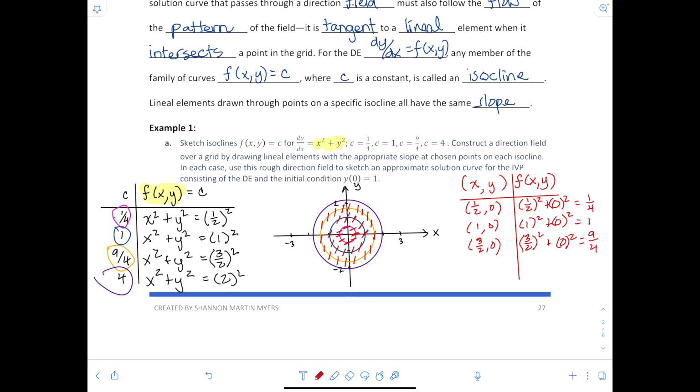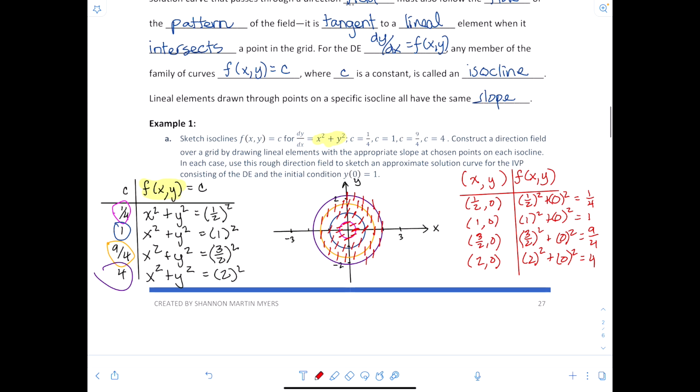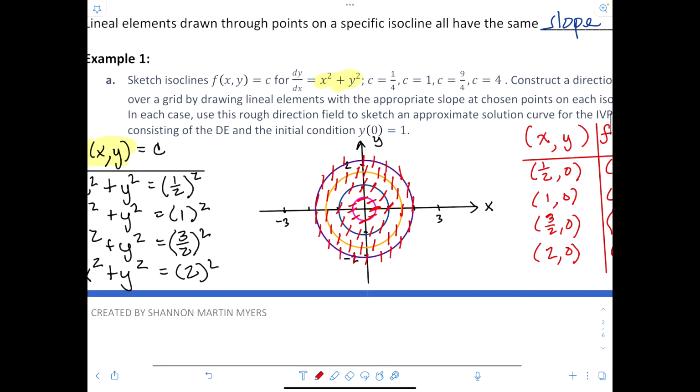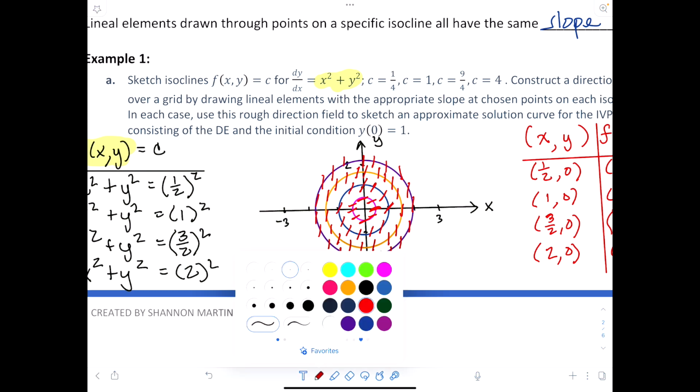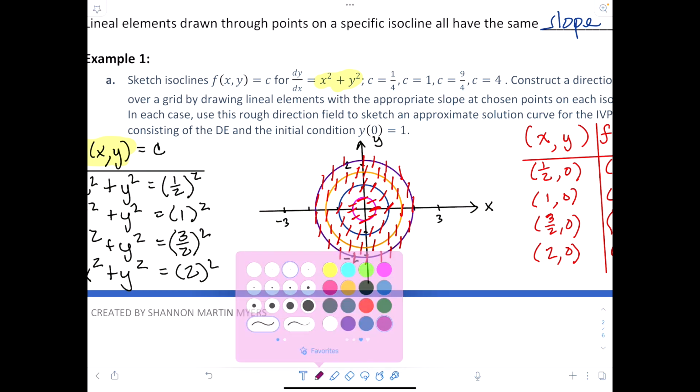And so we'll do one last one here wherein x is 2, so we'll have 2 squared plus 0 squared is 4. So a slope of 4, super steep, especially when you're just doing these little lineal elements. Usually I'm a little more careful with how I draw the slope, but you'll get the idea.